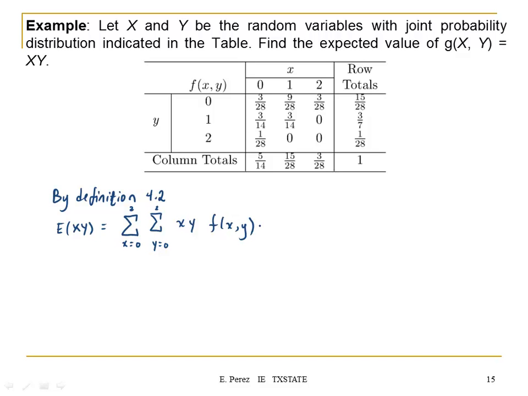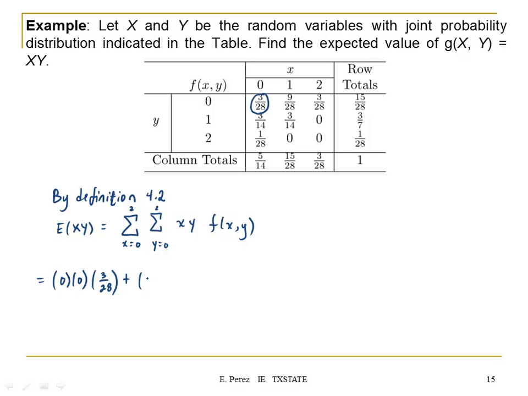Okay, so let's look at this. You have to look at each combination of x and y and take the summation of the multiplications of the value of the function times the value of the probability. So let's start with 0 and 0. You have 0 times 0 times, what will be the value of f? 3/28. So we are talking about this specific value of the joint distribution.